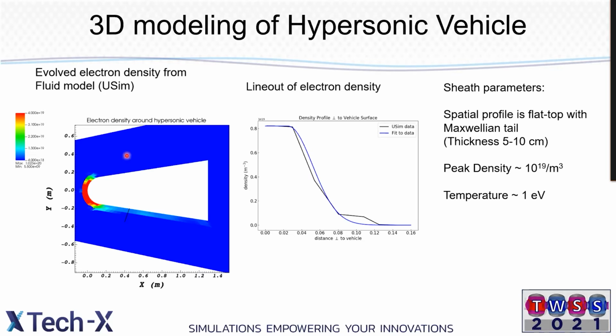And then here, we're showing you the evolved electron density. I don't remember all the details of the setup. It had some Mach, I don't remember off the top of my head, certainly greater than Mach 5, which is the standard beginning of hypersonic flight. And this is the density. We see the peak density is around 4 times 10 to the 19 per meter cubed. So it's a fairly dense plasma. It would be very difficult to model this kinetically using explicit codes. And so we're using USim.